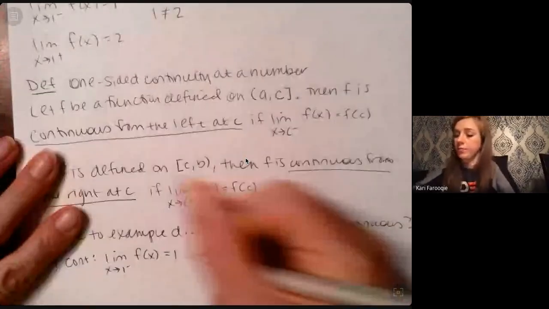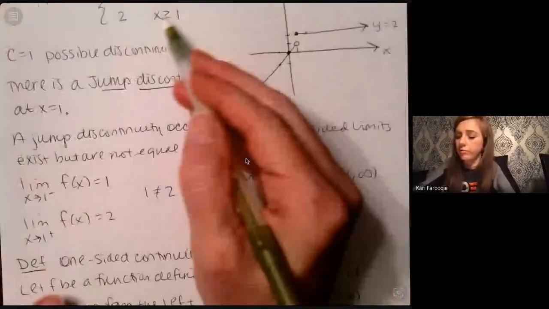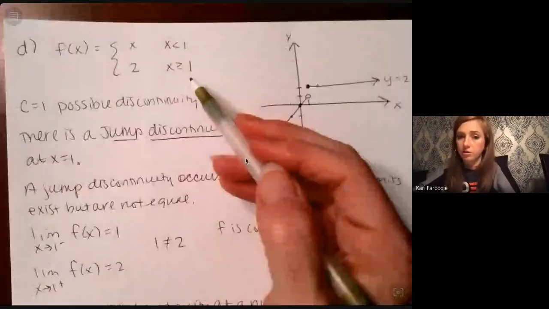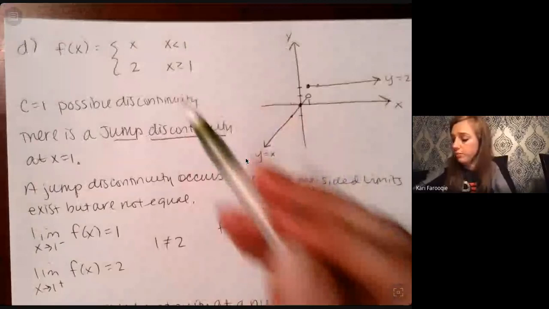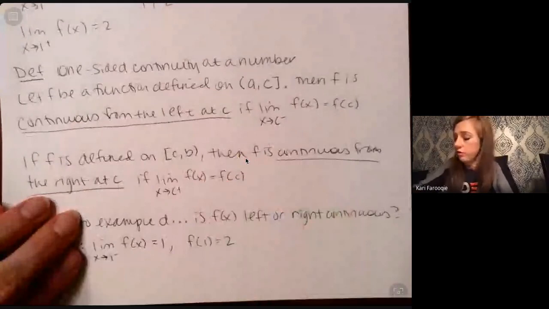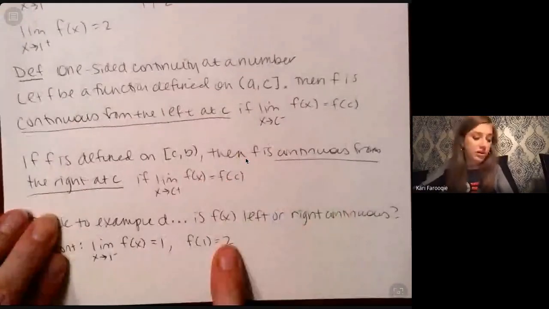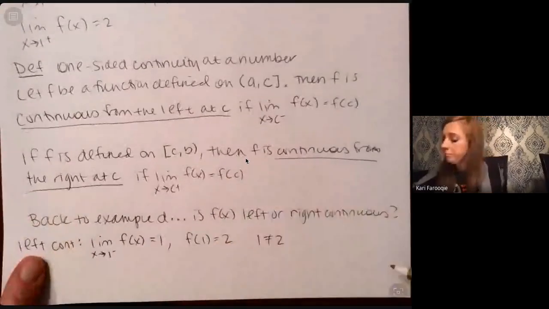And then your function value at c is the function value at 1. Well, that's defined right here. So if x equals 1, f of x is 2. That's your function value. Because the limit value does not equal the function value, we would say that f of x is not left continuous at x equals 1.